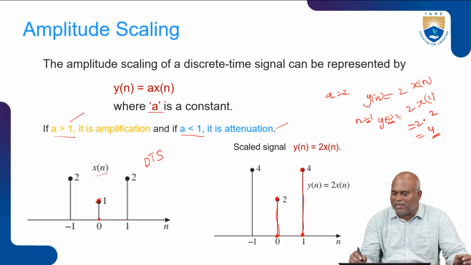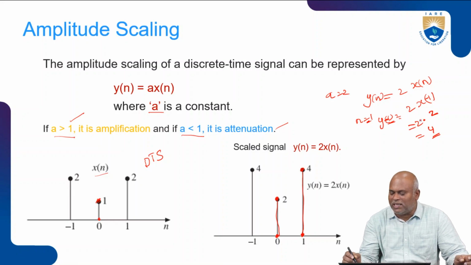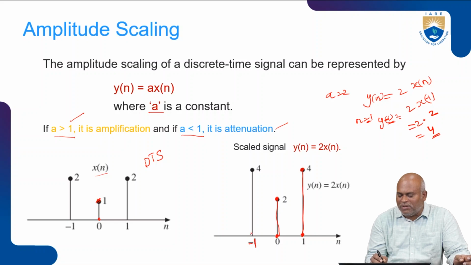Next, we take the other one, which is -1. Y of -1 is equal to 2 into x of -1. What is the -1 amplitude of x of n? It represents 2. The same 2, then it's represented as 4. Then at the -1th position, what will happen? We get +4 for the signal.